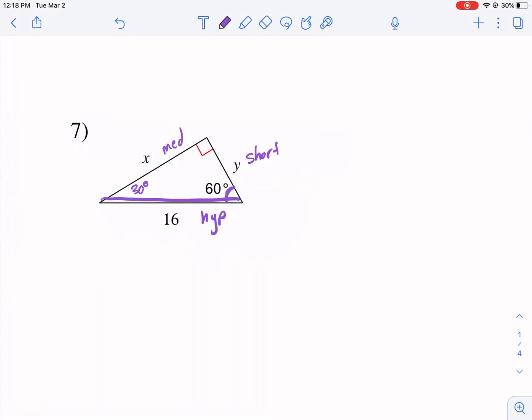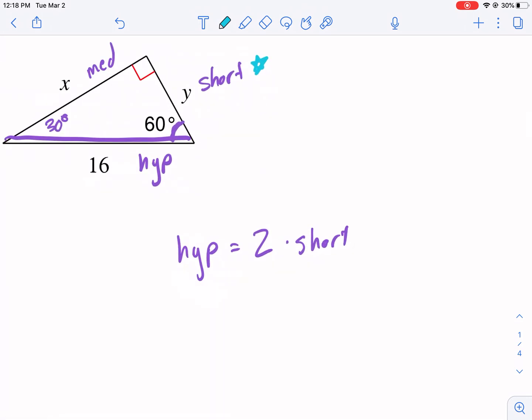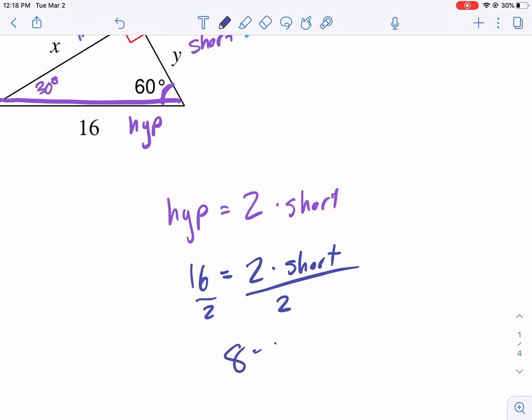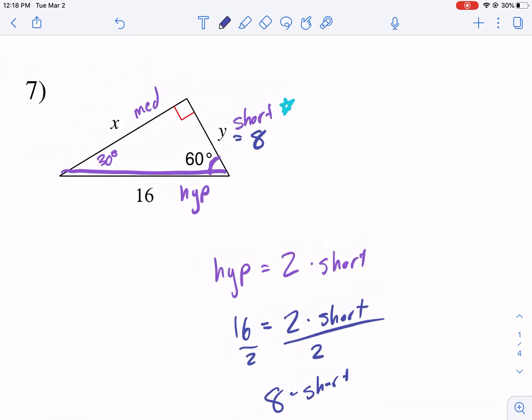So we know our hypotenuse is equal to 2 times the short side. Remember, I drew a star next to the short side. You always want to find that one first, because we can find the short and hypotenuse from the hypotenuse and the medium side from the short side. So I know that the hypotenuse is 16, so I can go ahead and plug that in. 16 equals 2 times the short side, so just solve for the short side, divide by 2. So the 8 equals the short side. Now you can do this just visually once you get good at this, but always do that first.